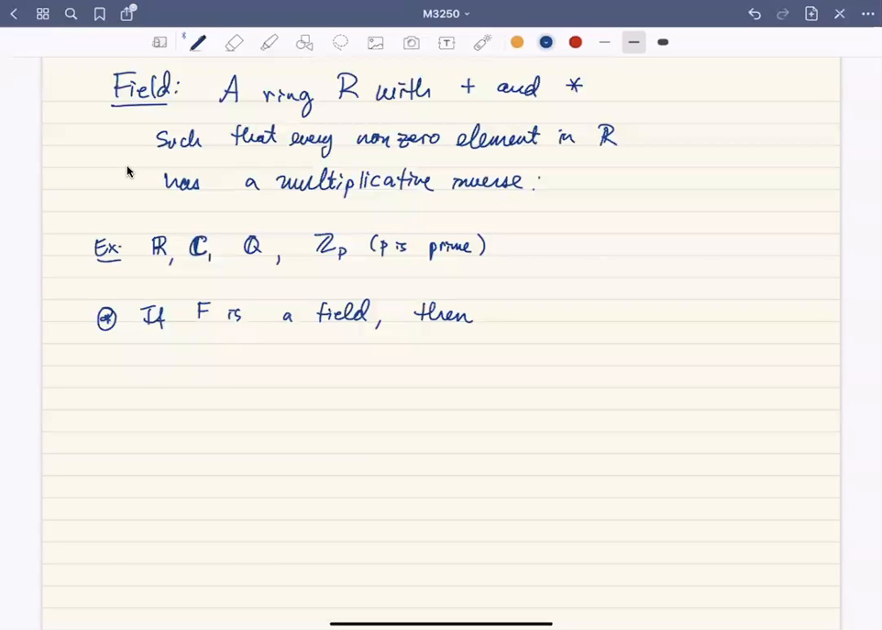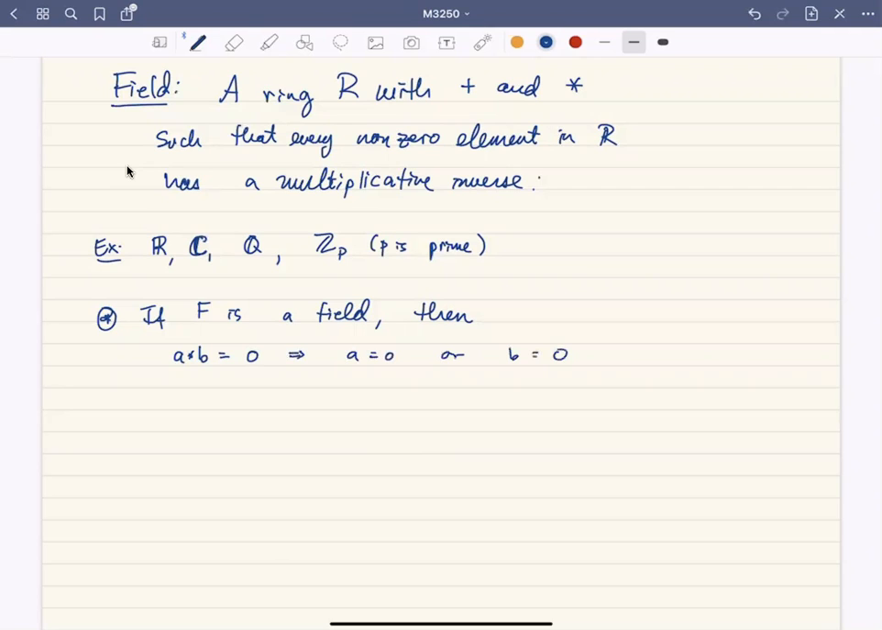So two nice properties that a field has are nice things that we take for granted, that we've already seen fail in general, but let me explain. If F is a field, then it has the following two properties. The first is the zero multiplication property: if a times b is zero, that means that a is zero or b is zero.